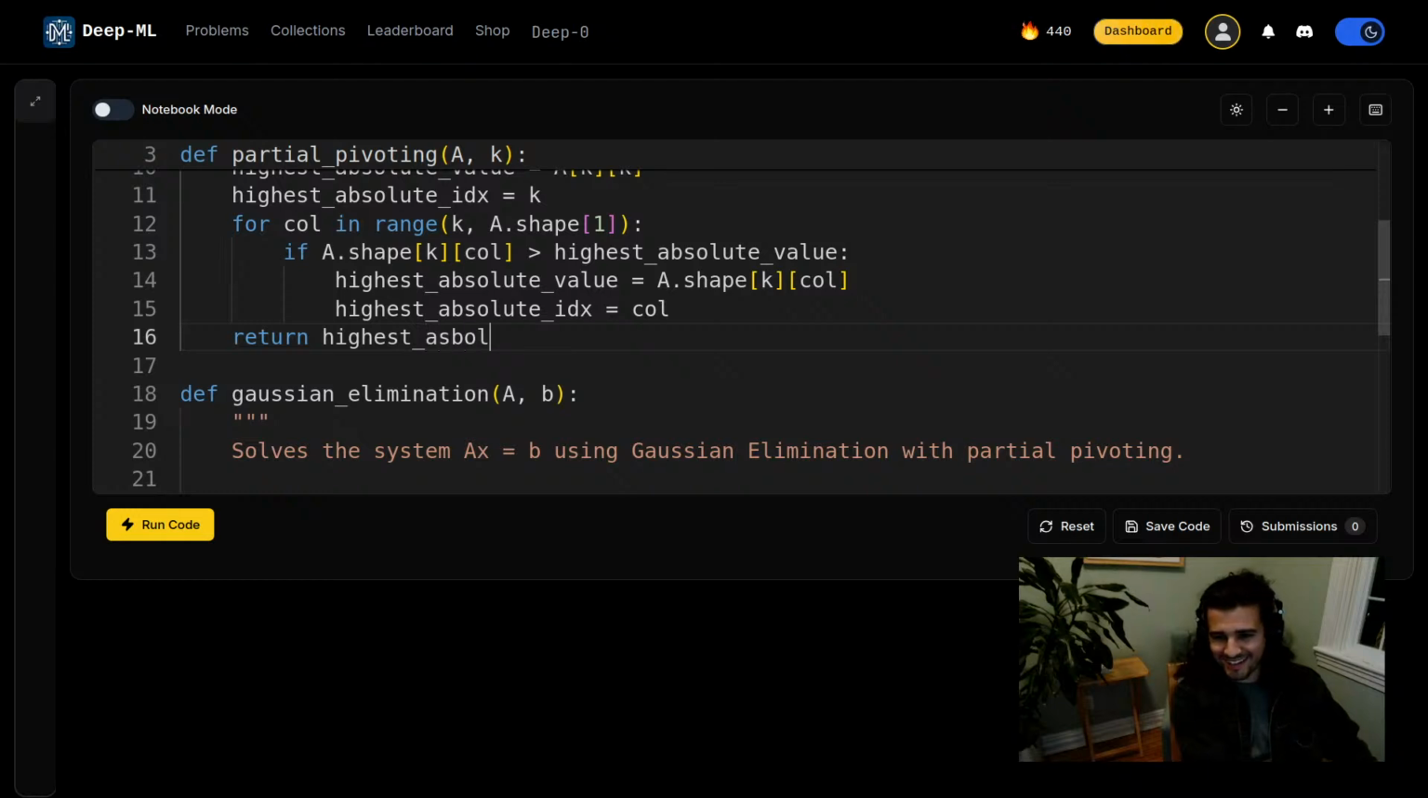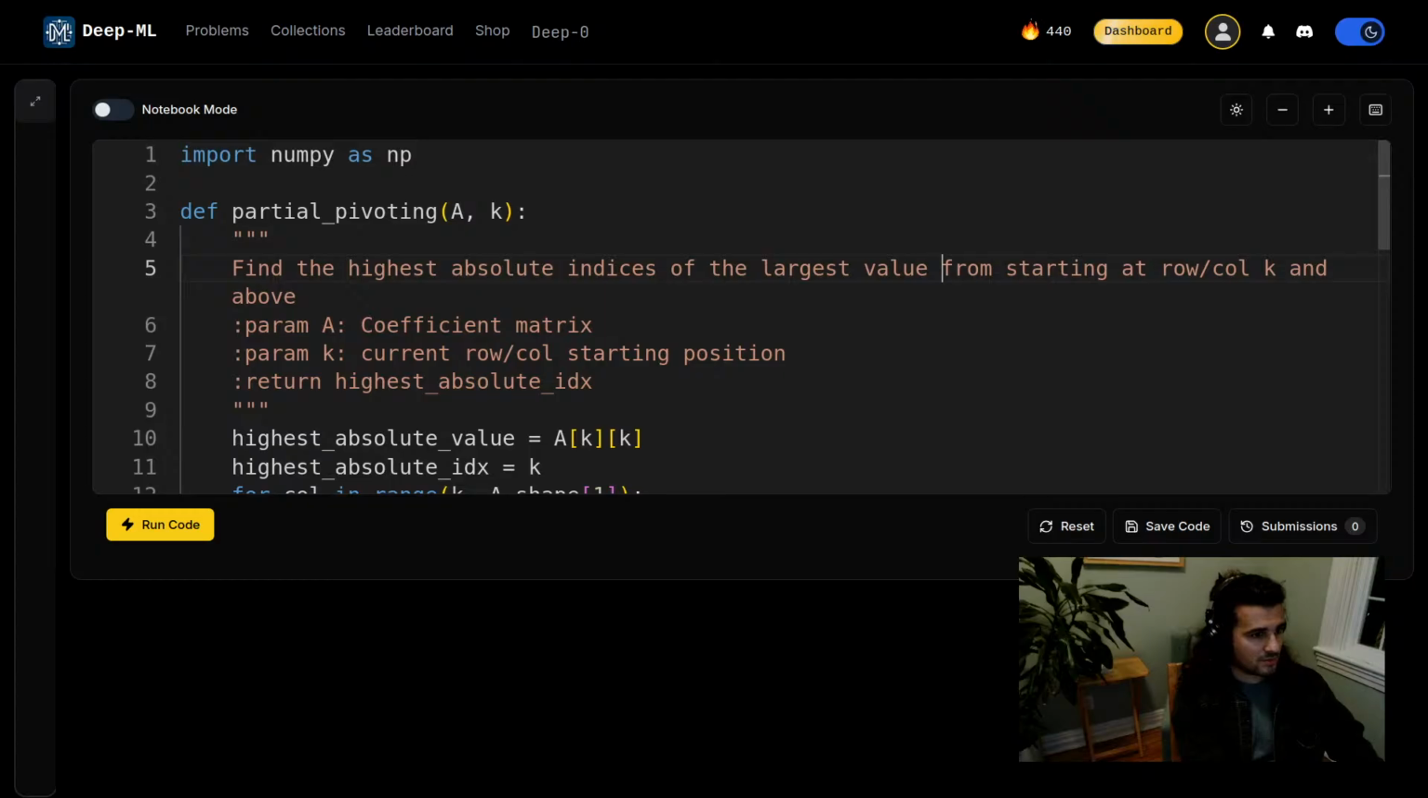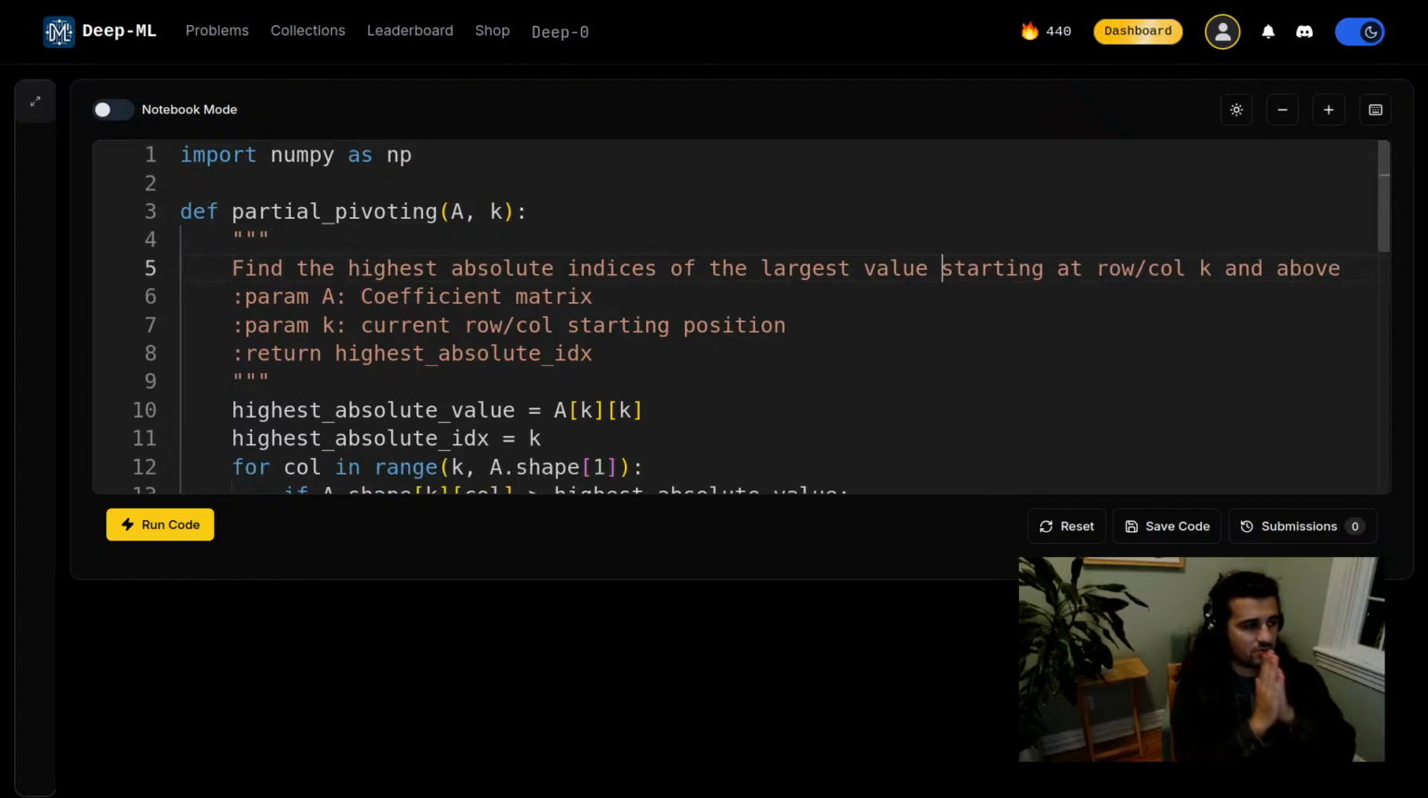I am not sure at all if this thing will work. Okay, let's just take it back from the top here. What the heck are we doing? So I need to find the absolute indices of the largest value. Yeah, that's what I'm trying to do, right? And then our K is important because it will tell us where we need to check, right?